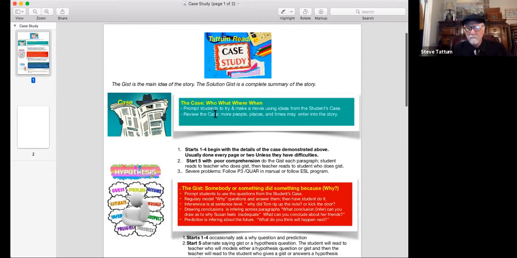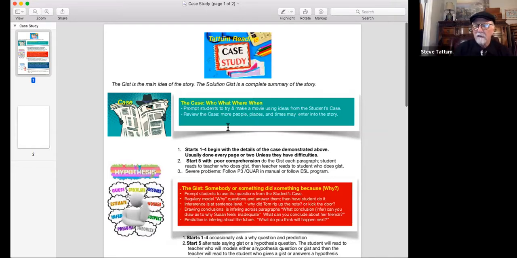I will be prompting them to try and make a movie as they're reading, but the student case does that more in depth. I'll be prompting to go follow the cues in the student case, which I'm going to show you in a minute. Okay, so I will also point out the case can enlarge. You might get more people. You might get different locations. So the case can enlarge. But right now you have the case. Who, what, where, when.